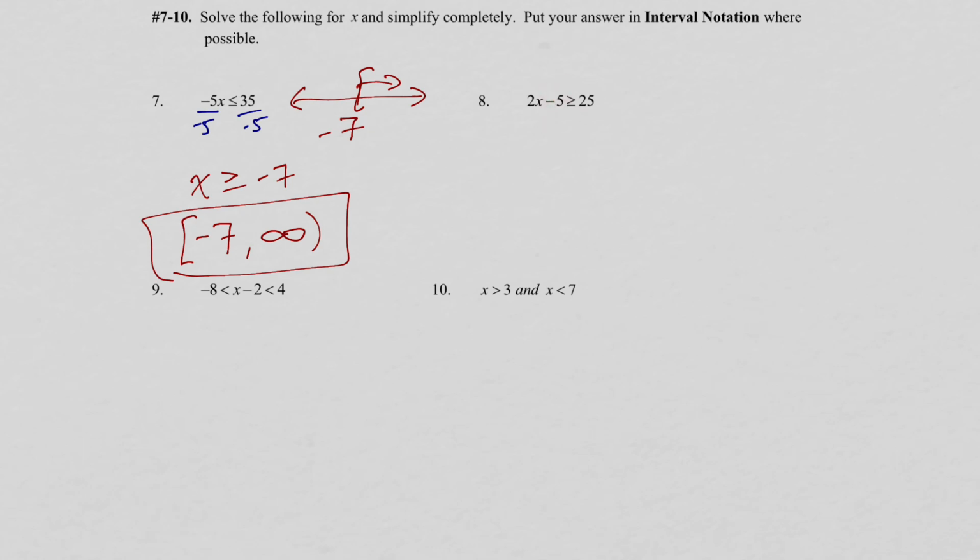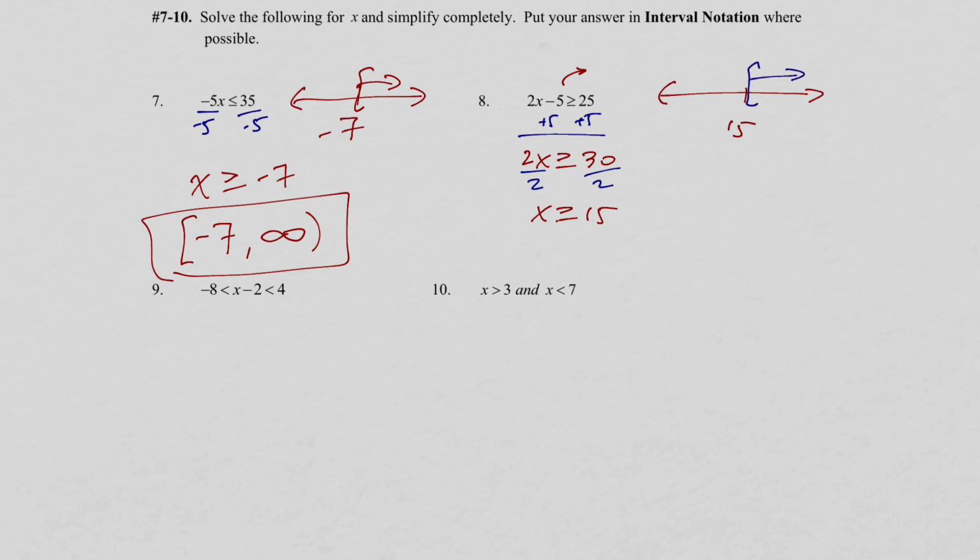We're going to start by getting rid of that negative 5, so we add that to each side. I don't think you need to show this by now, but you have 2x is greater than or equal to 30. So now we'll divide by 2. And we'll get x is greater than or equal to 15. So if you think of this on the number line, it looks like this. So we have 15 to infinity.